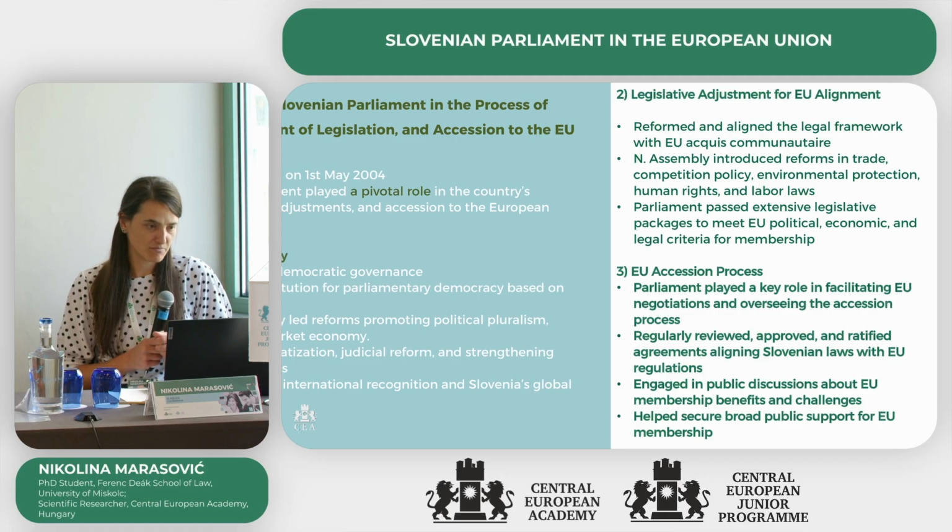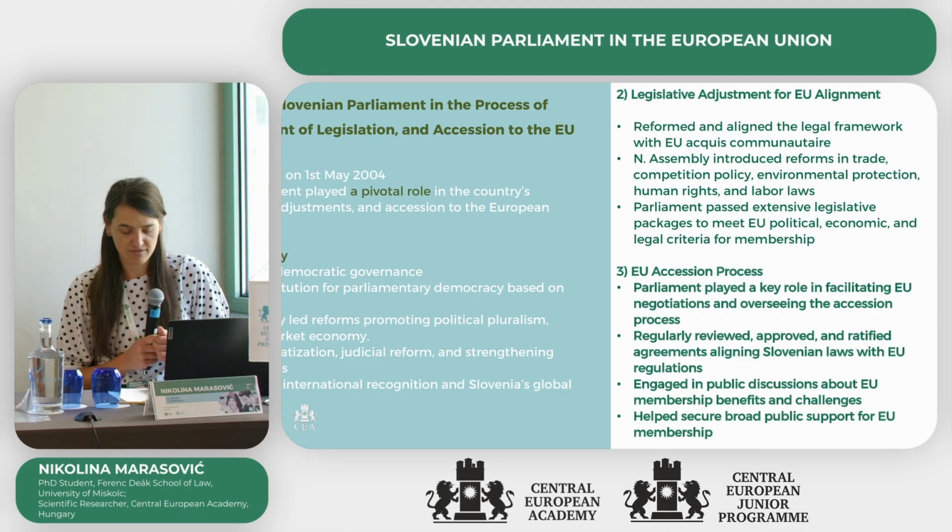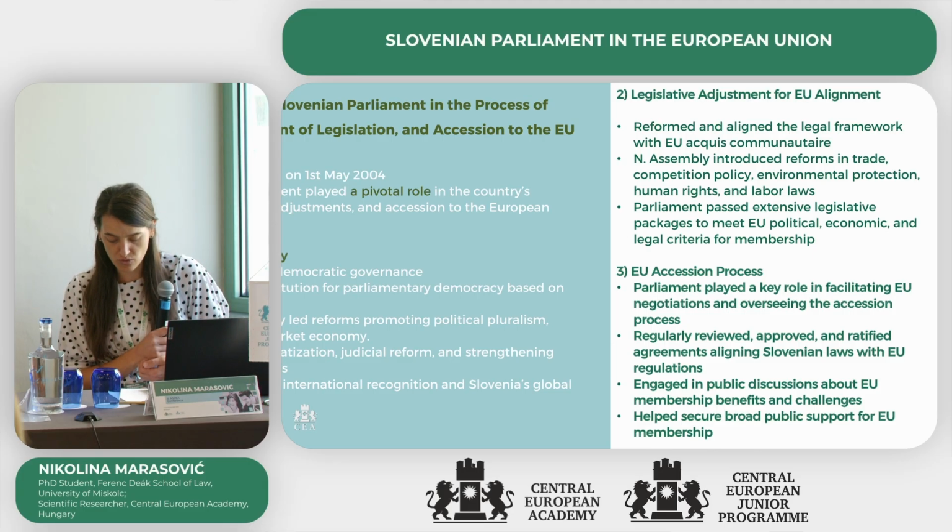So we can separate it into 3 processes: transition to the democracy, legislative adjustment for the EU alignment, and the EU accession process itself. In the period of transition to the democracy, the Slovenian Parliament was instrumental in establishing democratic governance. Following the dissolution of Yugoslavia, it helped frame and adopt a new constitution, laying the foundation for parliamentary democracy with strong rule of law.